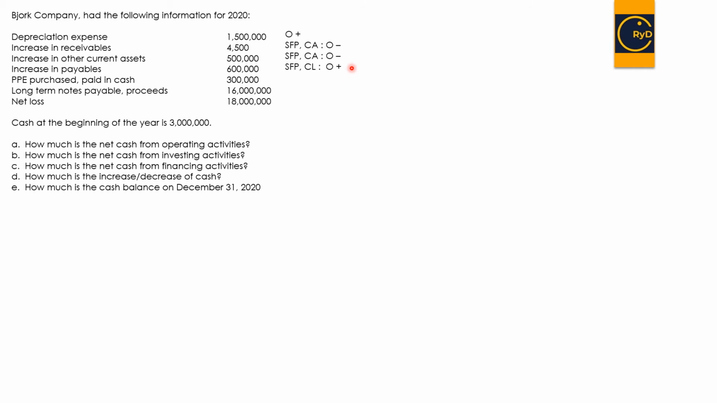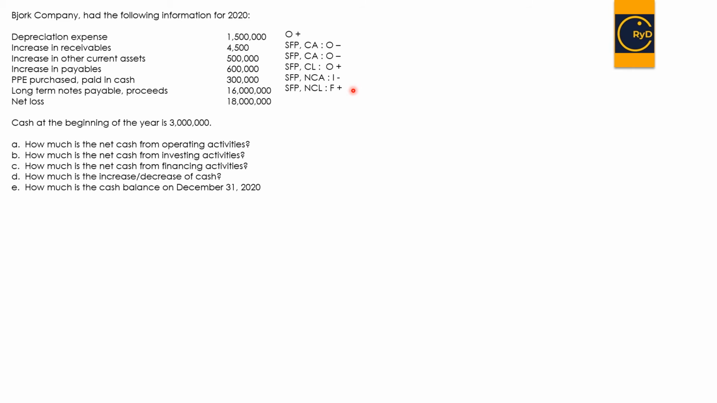Next, we have a PPE purchase where we paid in cash. So this is a non-current asset, a deduction to our investing activity. Why is it a deduction, class? Because we paid cash, we purchased the equipment. And then next we have long-term notes payable proceeds of 16 million. This is a non-current liability, an addition to our financing activity.